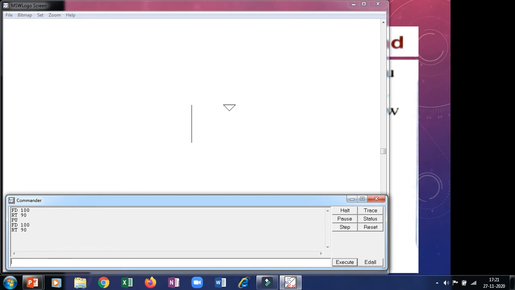Now make the turtle face downwards, that is RT 90. Now I want the turtle to draw the line, so we will write PD, that is pen down. Now move the turtle, FD 100. Okay, this is pen down, so now the turtle has drawn the line. Here the line has not been drawn because we used pen up. After that this line has been drawn because we used pen down.